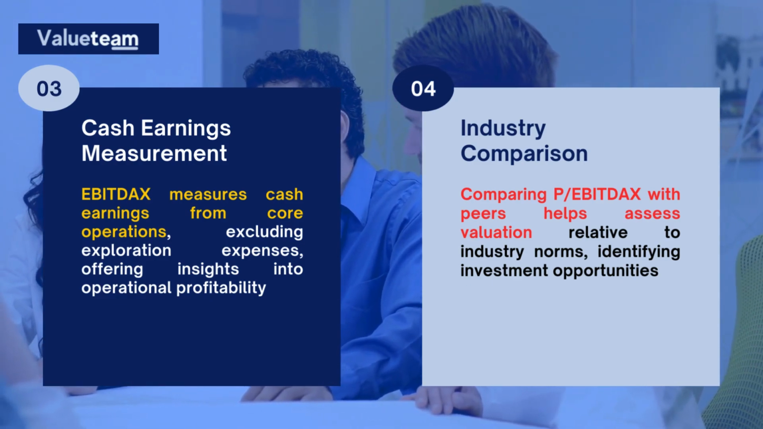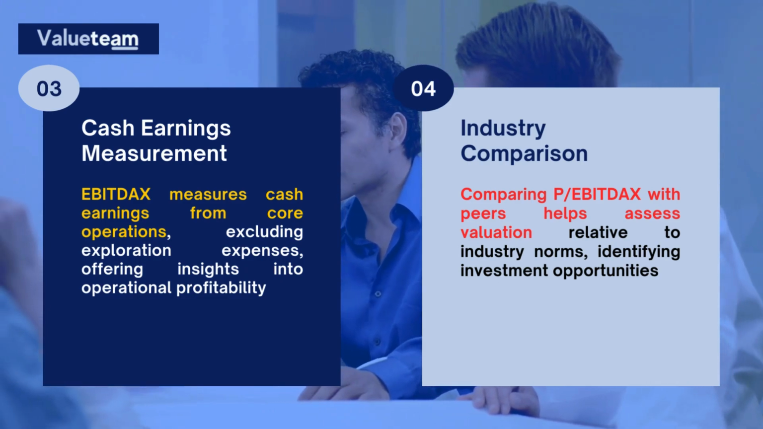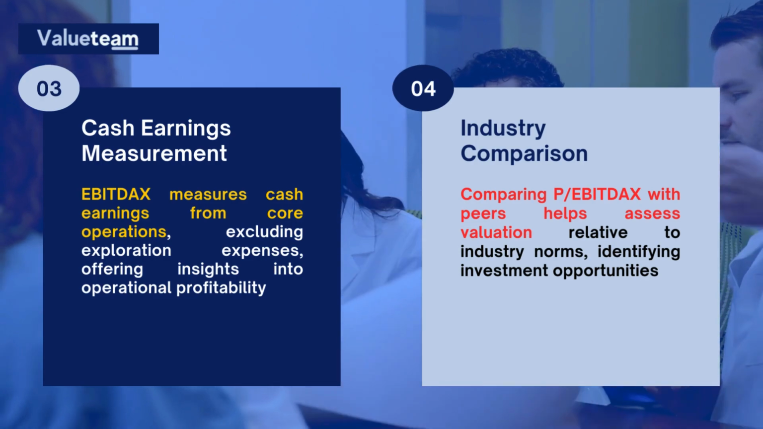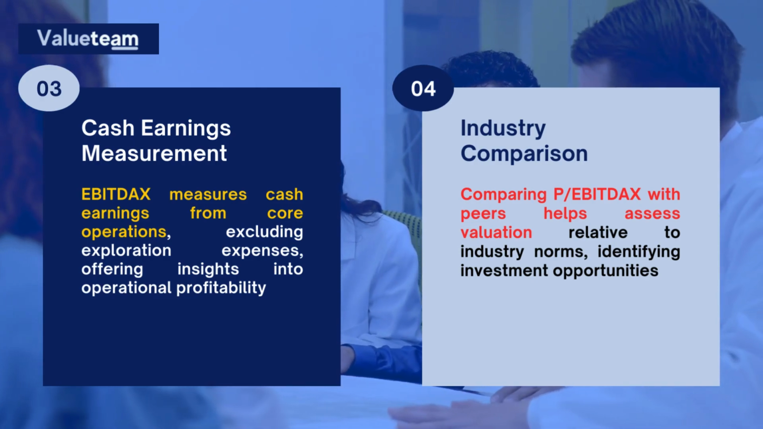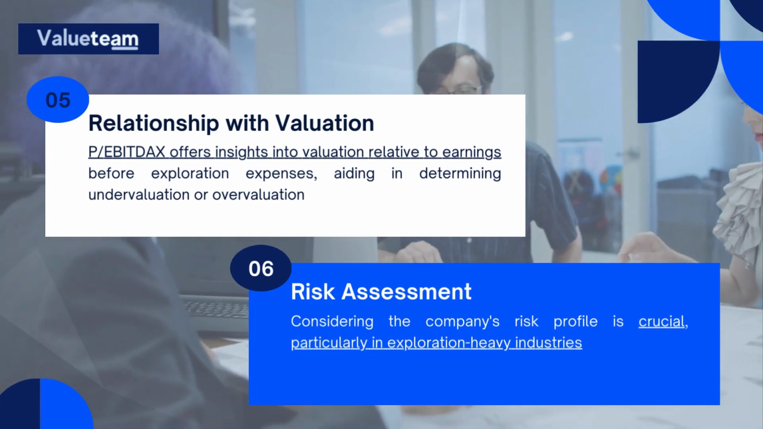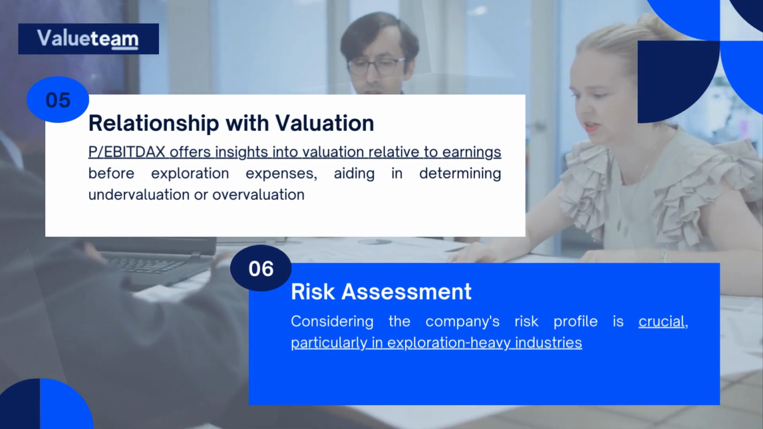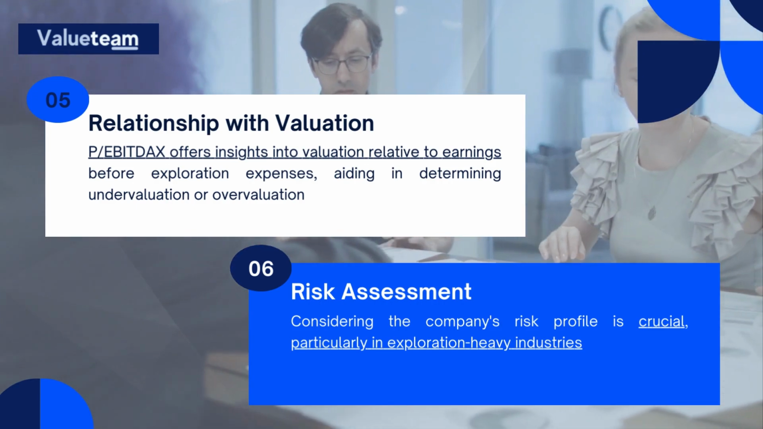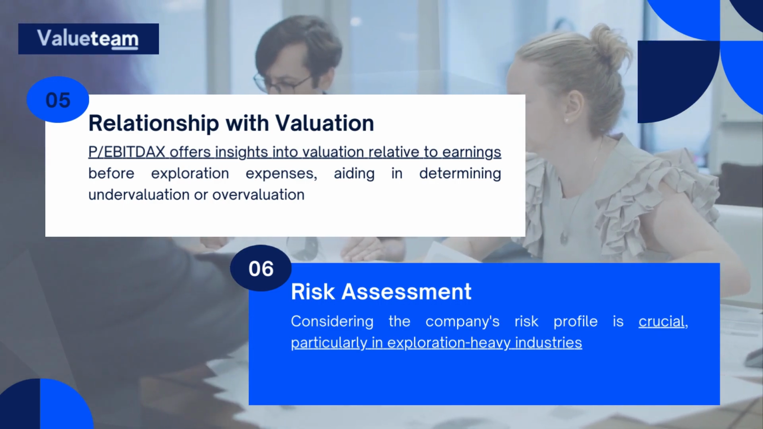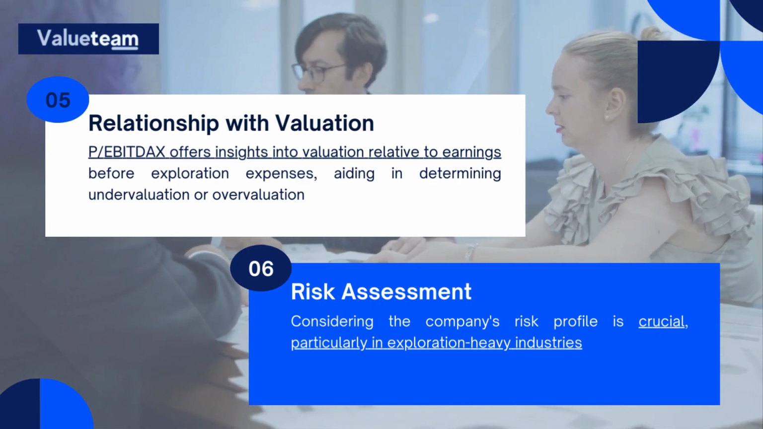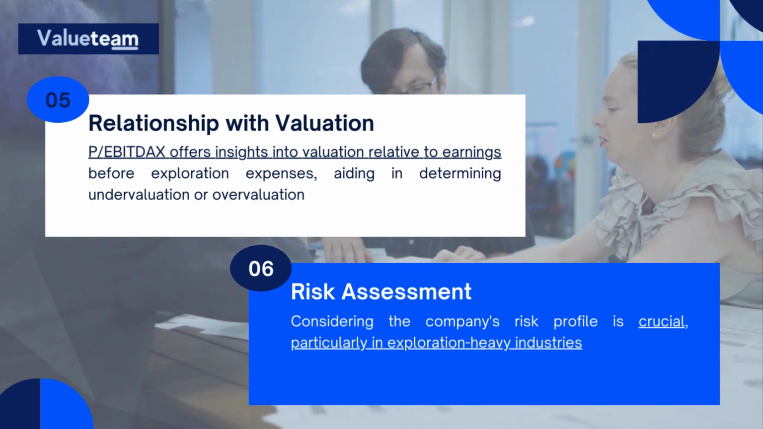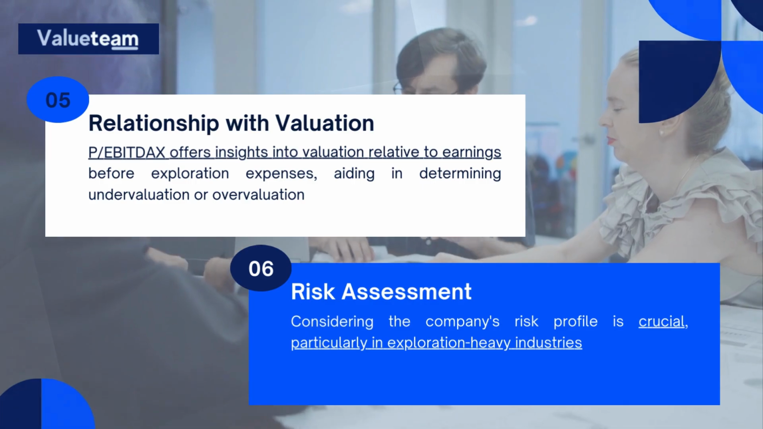Industry comparison. Comparing P to EBITDAX with peers helps assess valuation relative to industry norms, identifying investment opportunities. Relationship with valuation. P to EBITDAX offers insights into valuation relative to earnings before exploration expenses, aiding in determining undervaluation or overvaluation. Risk assessment. Considering the company's risk profile is crucial, particularly in exploration-heavy industries.